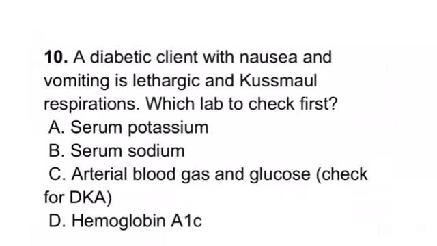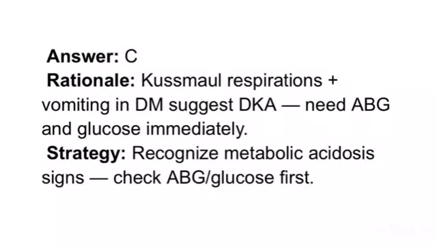10. A diabetic client with nausea and vomiting is lethargic with Kussmaul respirations. Which lab to check first? A. Serum potassium. B. Serum sodium. C. Arterial blood gas and glucose, check for DKA. D. Hemoglobin A1C. Answer, C.